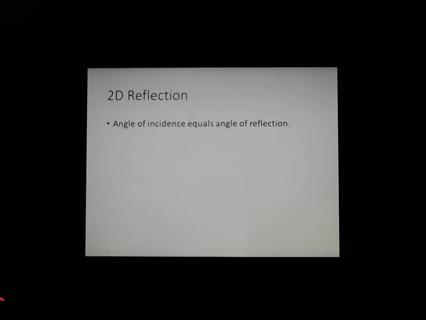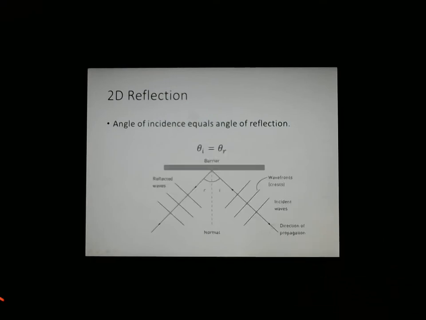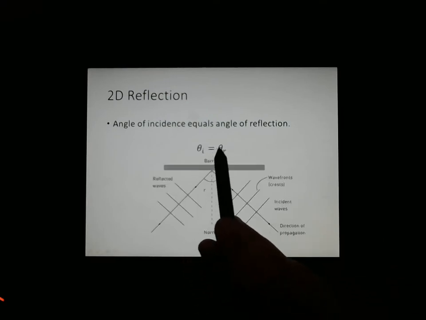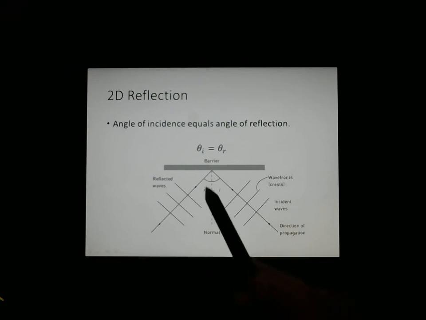Angle of incidence equals angle of reflection. We learned about it in grade 9, but we're re-establishing it now. This is often given by a formula like this. Theta I equals theta R, and this is what it looks like.